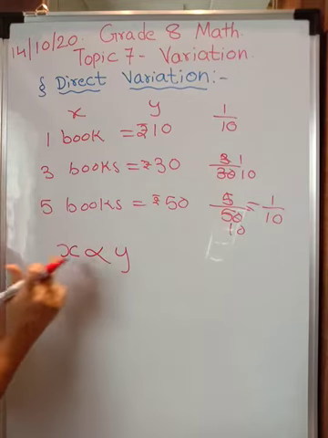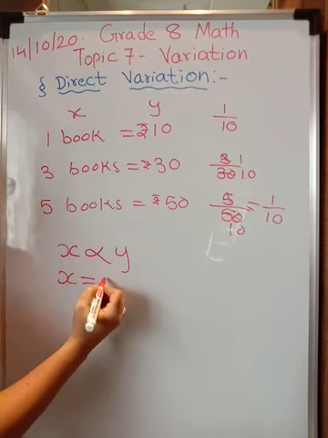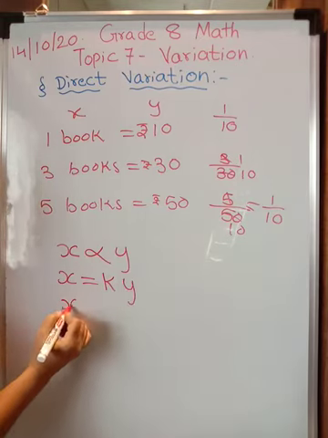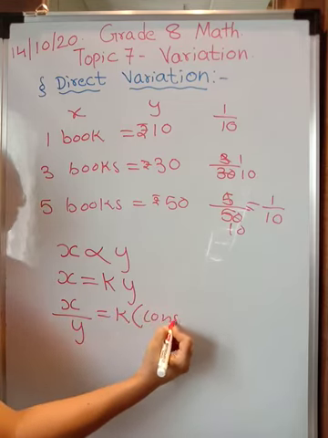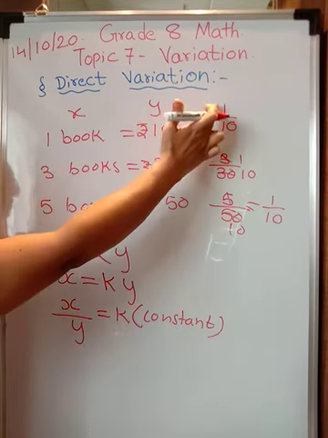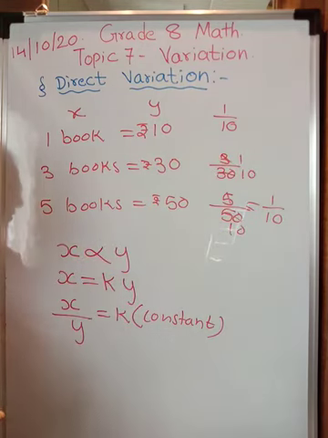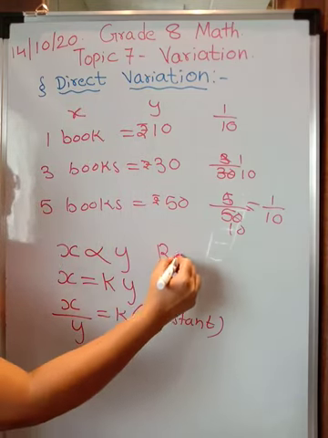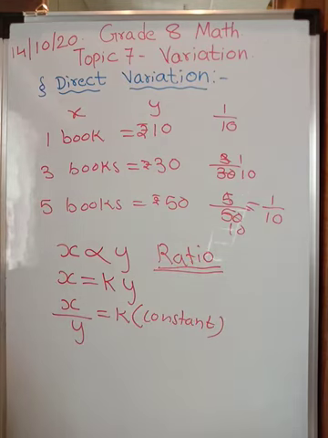Now if I want to remove this proportion sign and put an equal to sign, I have to add one constant. So X is equal to K into Y, so X upon Y is equal to K, where K is constant. So X upon Y always remains constant. Look here, X upon Y, X upon Y, it is always remaining constant, 1 upon 10. So in direct variation, what remains constant? The ratio always remains constant in direct proportion. Please remember this. Is this clear?